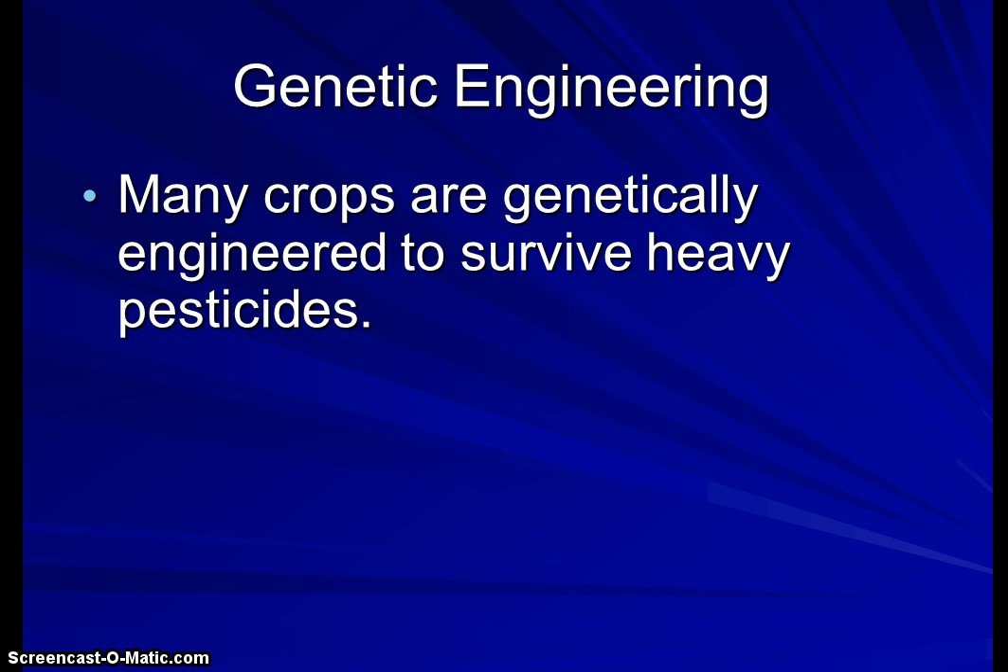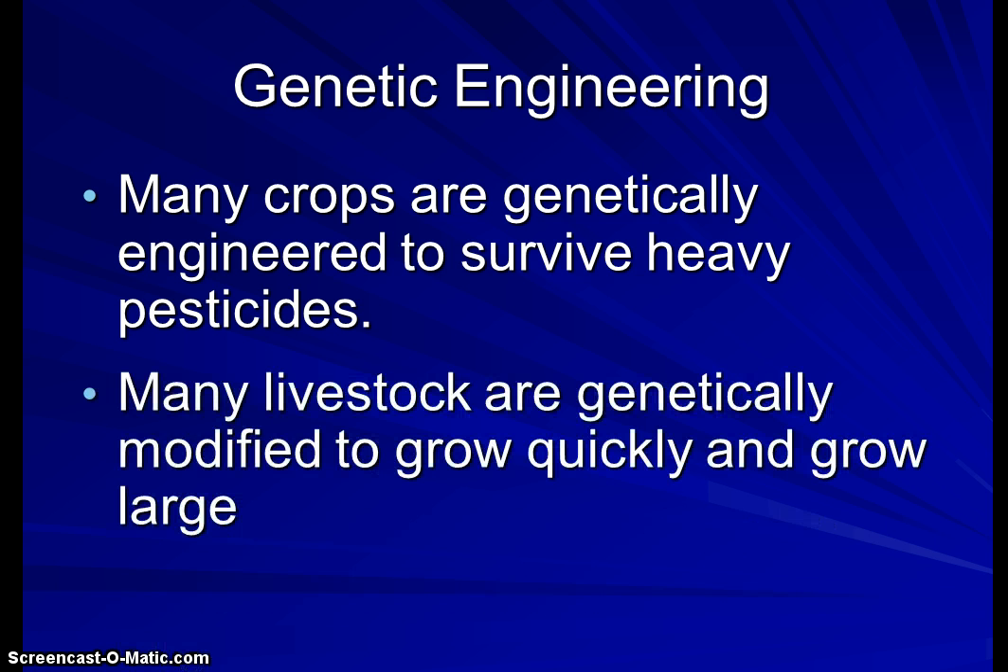So some of the things that are genetically engineered are crops. A lot of the crops today are genetically engineered to survive pesticides or herbicides. They will spray heavily with things that will kill weeds or kill pests, and they don't want it to kill the plant. So they genetically engineer the plant to be able to survive these harsh chemicals, so that they don't have to worry about how much they spray and how much they put on the plants.